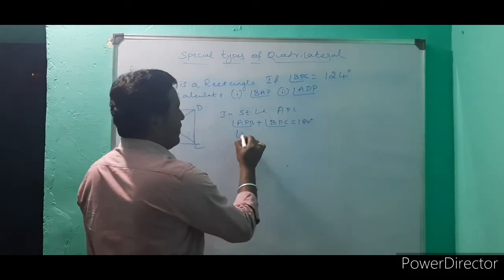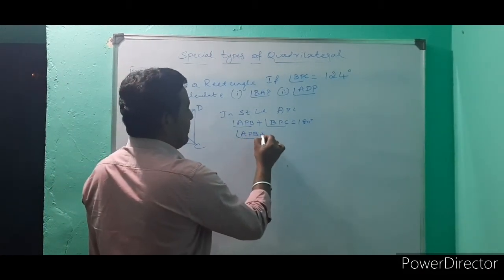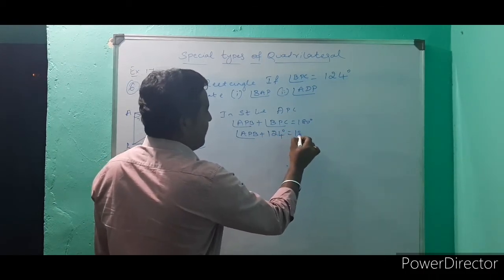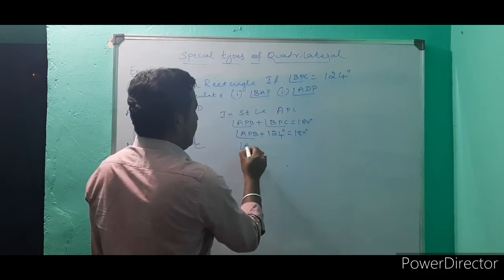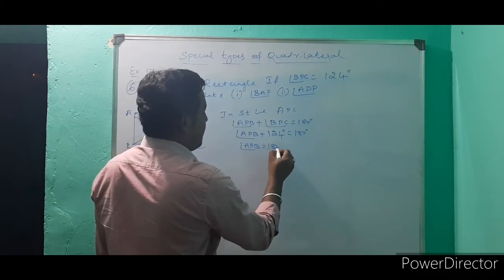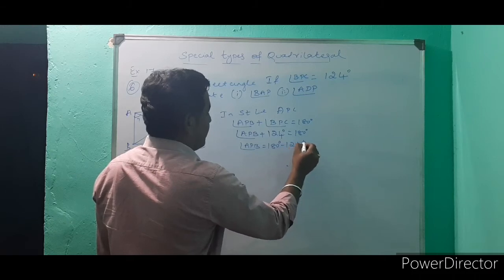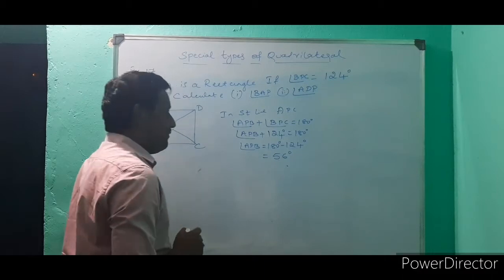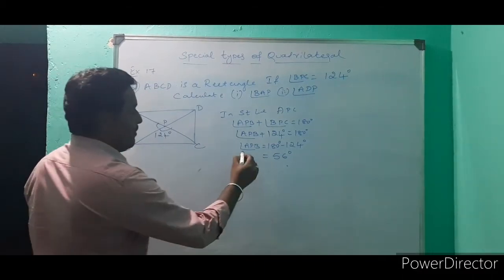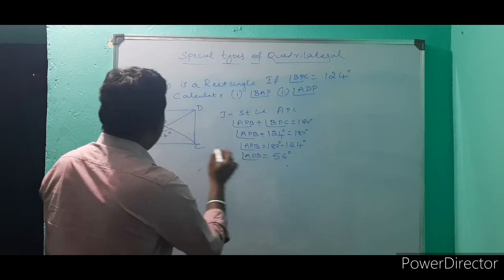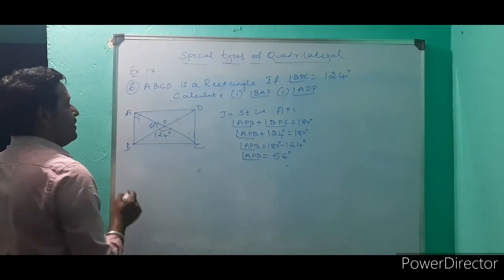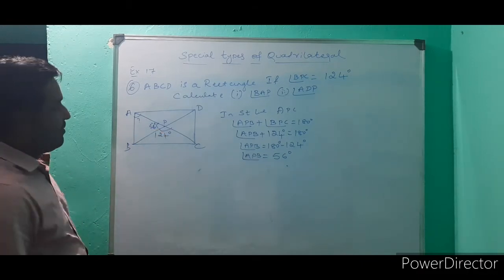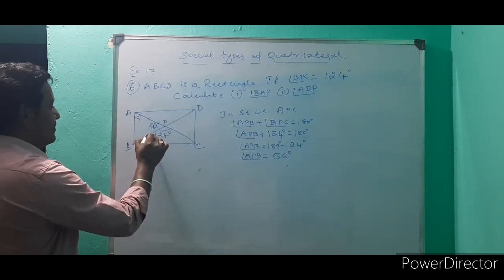We know that angle BPC is 124 degree. APB is equal to 180 degree minus 124 degree, that is 56. APB is equal to how much? 56. So in a rectangle, diagonals bisect each other equally.